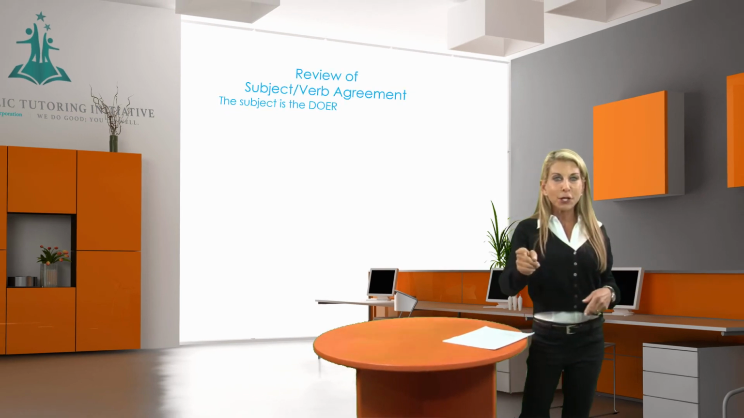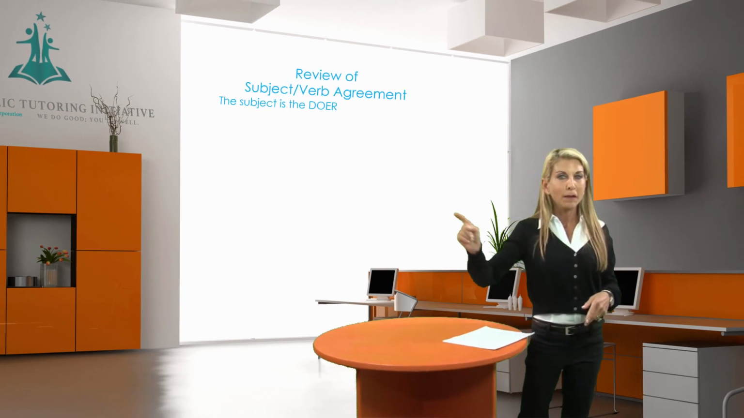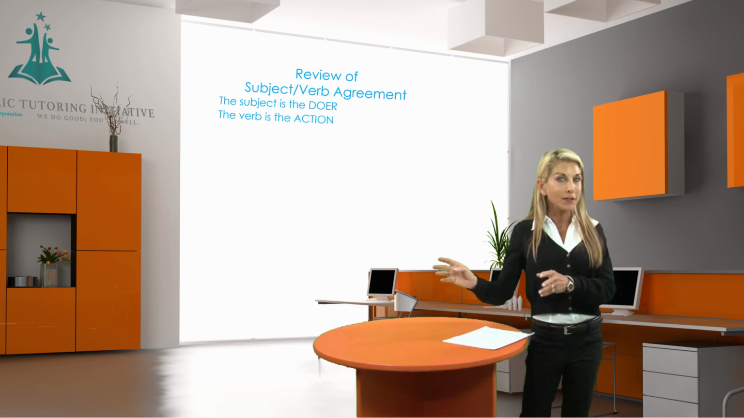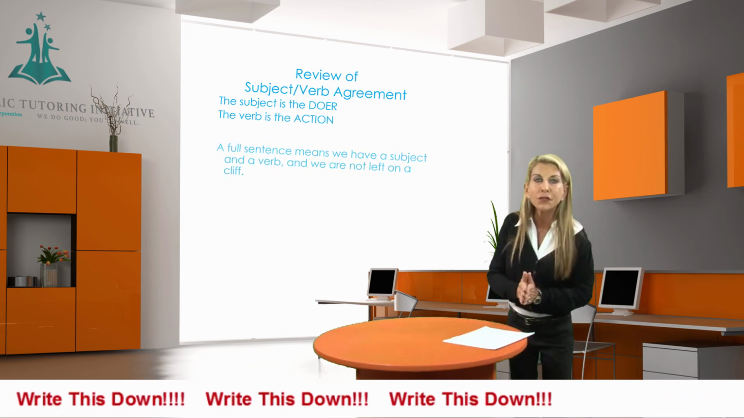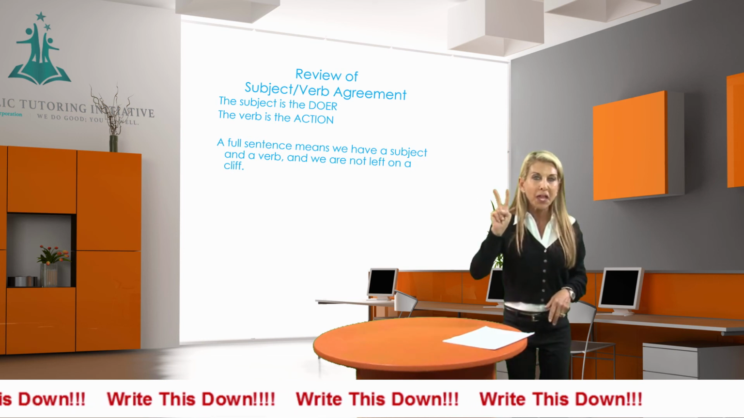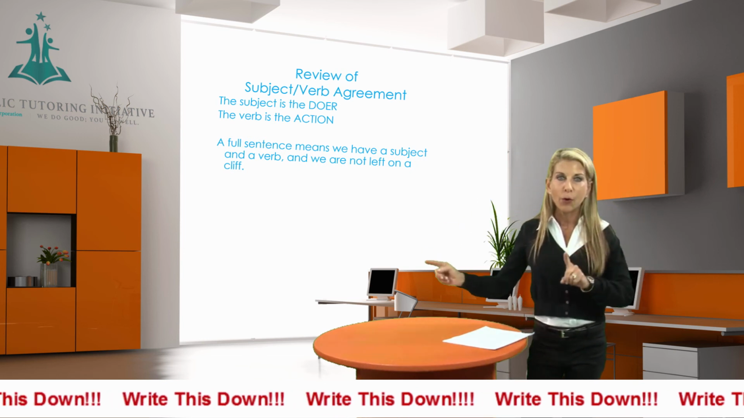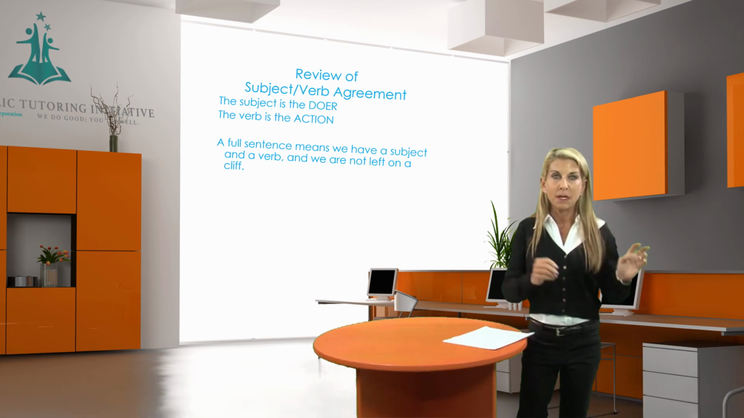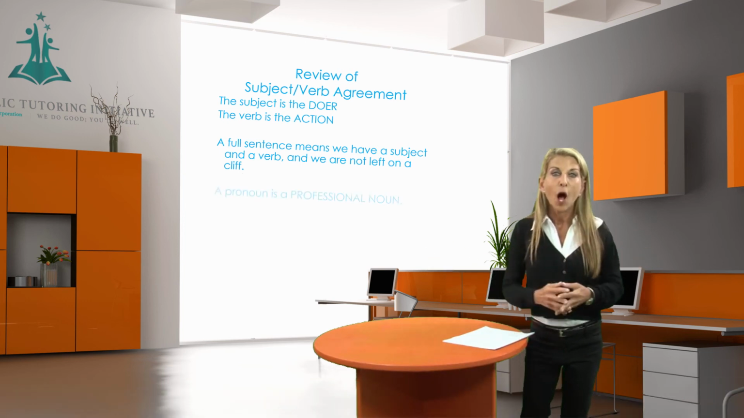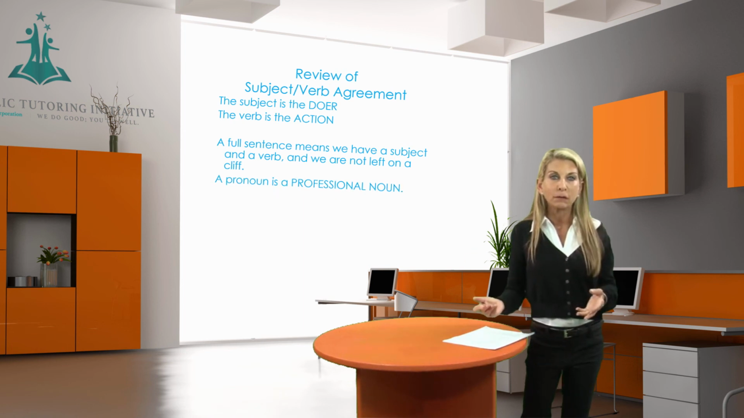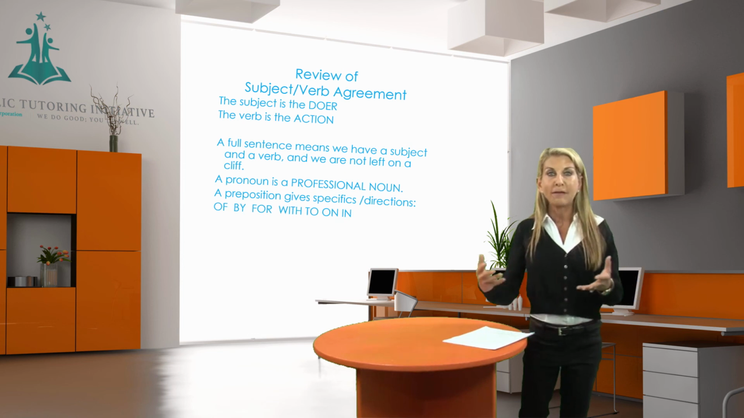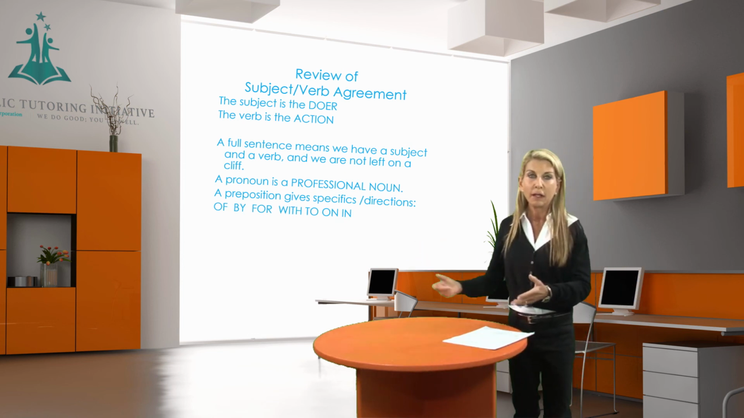So let's review a minute. The subject is the doer. Remember, LeBron won the game. The verb is the action. Won is the verb in that sentence. A full sentence, remember, means we have two things, a subject and a verb, and we're not left on a cliff. Mrs. Arts dances. Mrs. Arts dances when. A pronoun is a professional noun. A preposition gives directions, specifics: of, by, for, with, to, on, in.